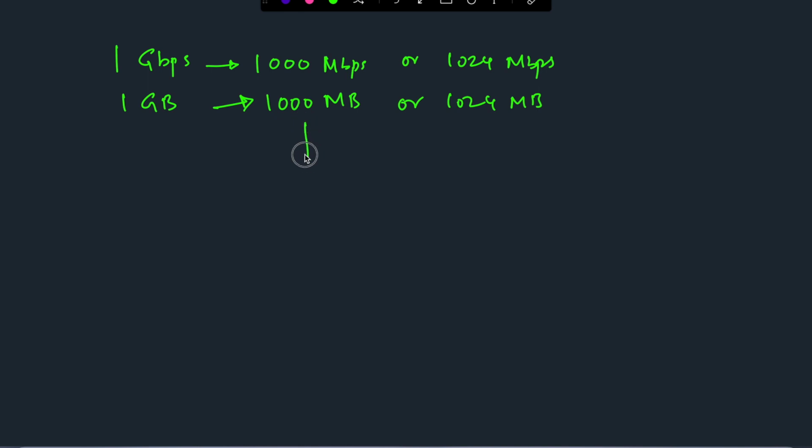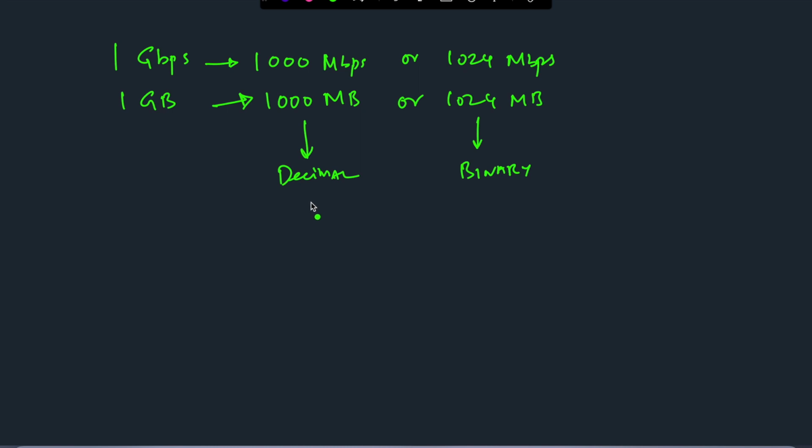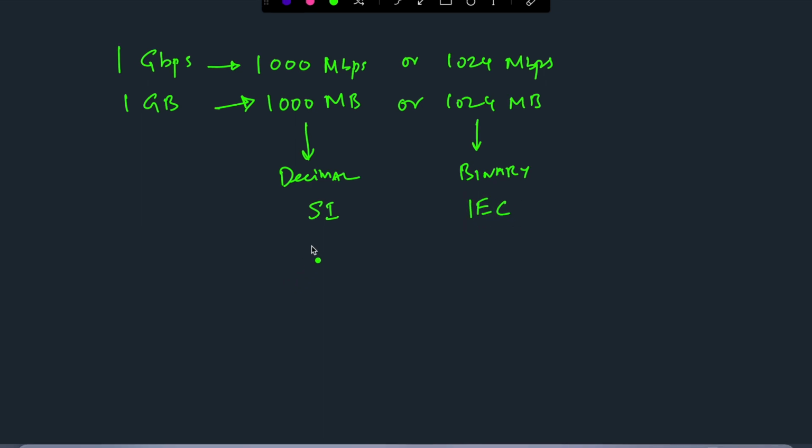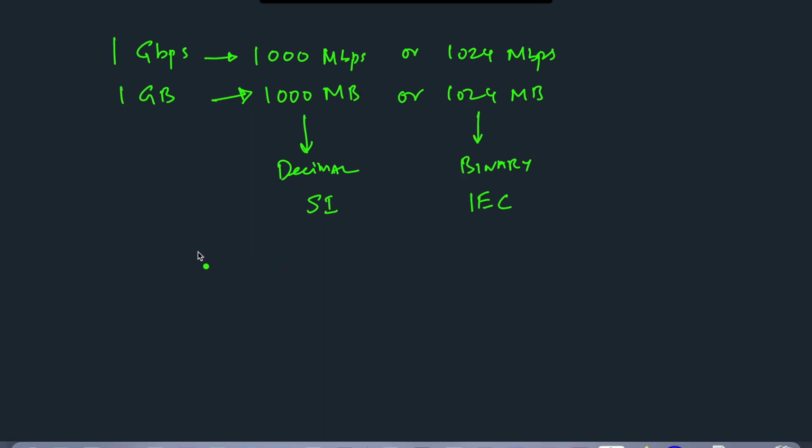As I said, there are two ways of representing it. One is the decimal representation. Another one is the binary representation. Basically, the decimal representation follows the SI standard, and the binary representation follows the IEC standard. Whenever you see 1 gigabits per second, it represents the decimal notation only. It is actually 1000 Mbps only.